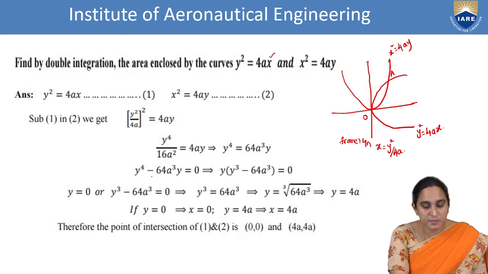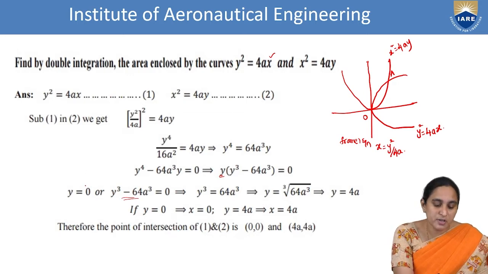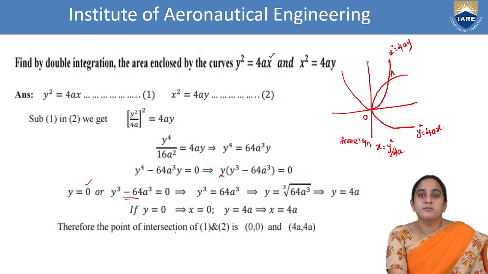From that, what is common here? y is common. I'll take one y outside and the remaining is y cube minus 64 a cube is equal to 0. I'll equate both the terms to 0. From that, y is equal to 0 and y cube minus 64 a cube is equal to 0. That means we got one value of y, that is y is equal to 0. And the other one is y cube is equal to 64 a cube.